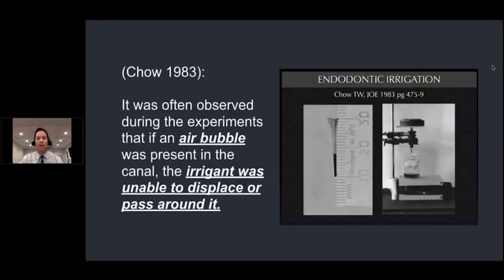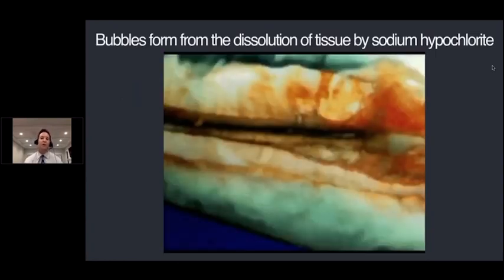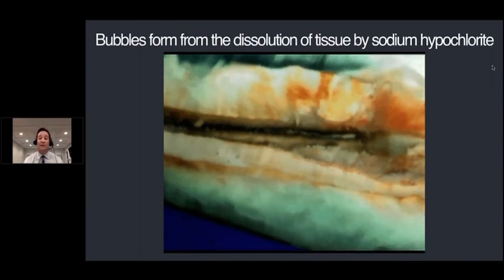So again, part of the result of this study by Chow was to show that there is an issue with bubbling, and that if air bubbles get into the canal, which, as I'll discuss, is a natural thing to happen when sodium hypochlorite reaches organic tissue, it is very difficult for further solutions to get past that bubbling. And so I'm going to show you in a couple of different ways what this looks like within the canal when you have sodium hypochlorite dissolving tissue.